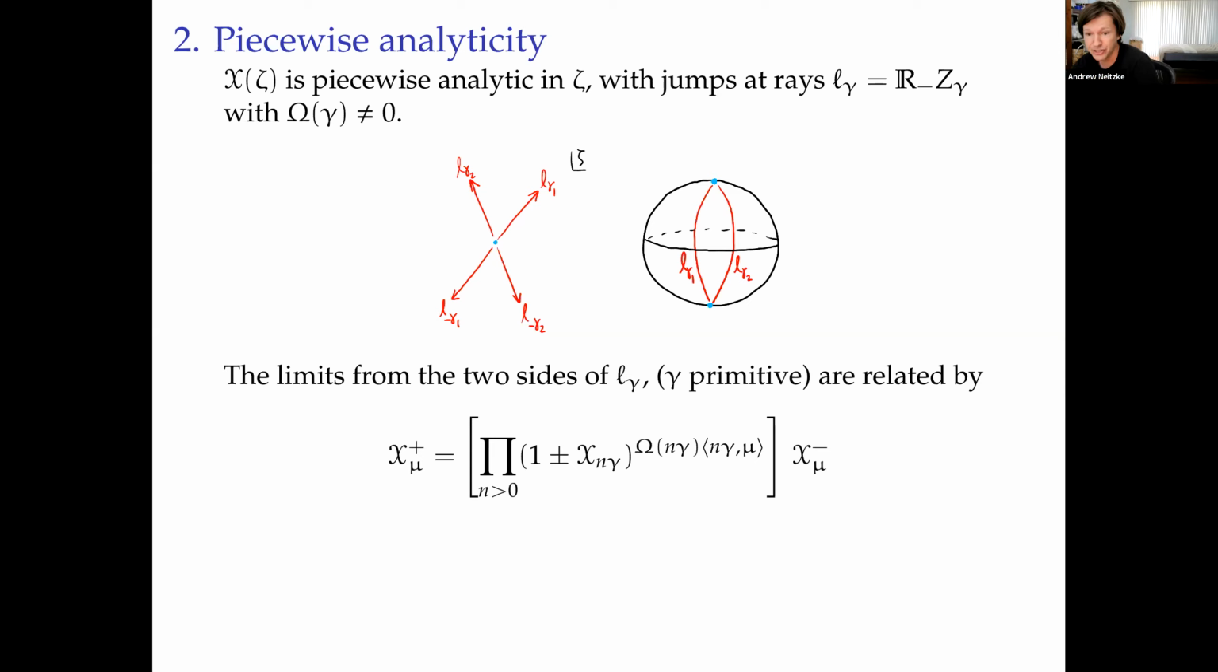And the way that it jumps is precise. You don't just say it jumps. It jumps by this specific transformation of coordinates. It looks a little complicated here. Maybe all that's really important to say is just that this is some automorphism of the torus.